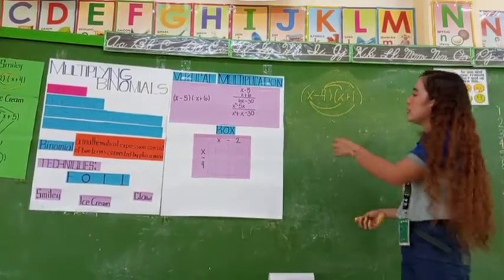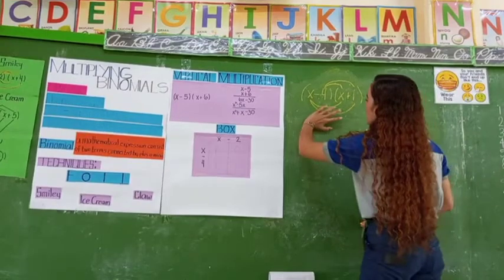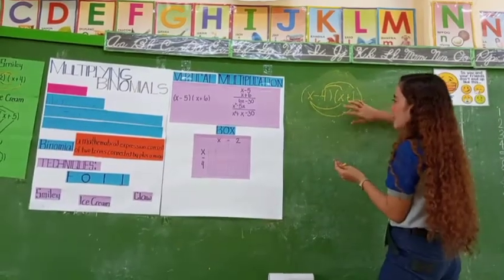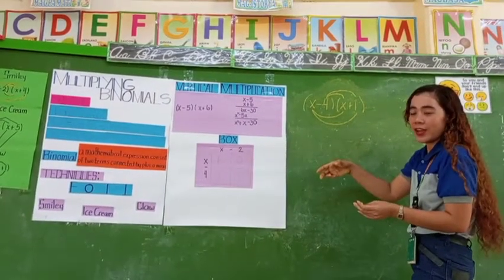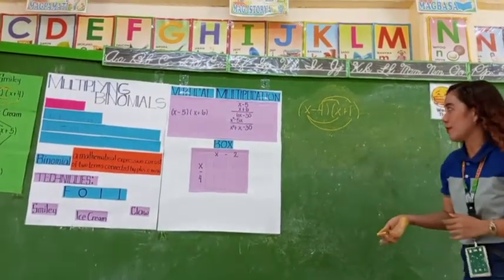So, parang dinidikit lang siya. It's like a claw here. Nagigets ba ako mga bata? It's like a claw. Parang dinidikit na pala niya. Okay? Kaya tinawag siya ng claw method.